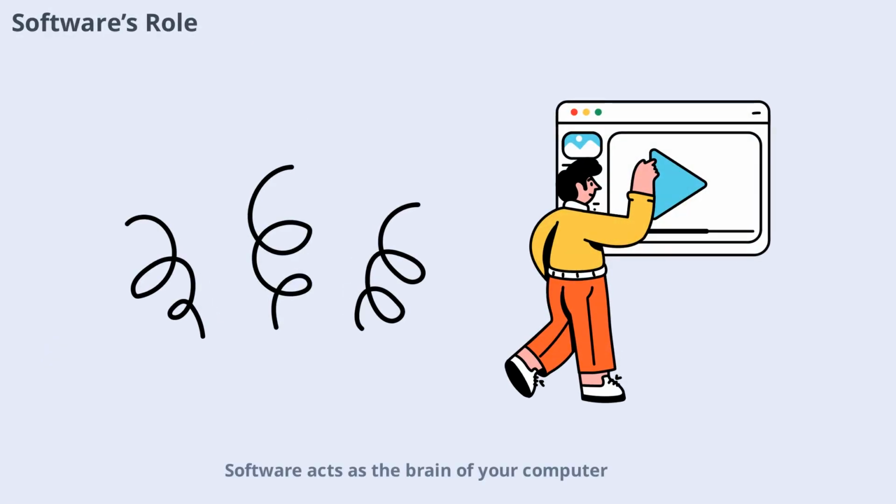Software acts as the brain of your computer. It gives instructions to the hardware, telling it exactly what to do and when to do it. Whether you're editing a document, browsing the web, or playing a game, it's the software that makes these actions possible. Without software, your hardware would just sit idle, unable to perform any meaningful tasks.